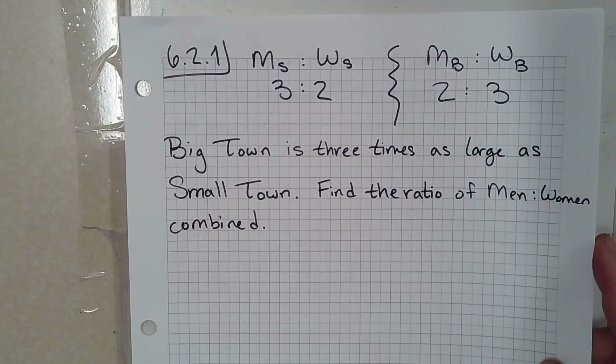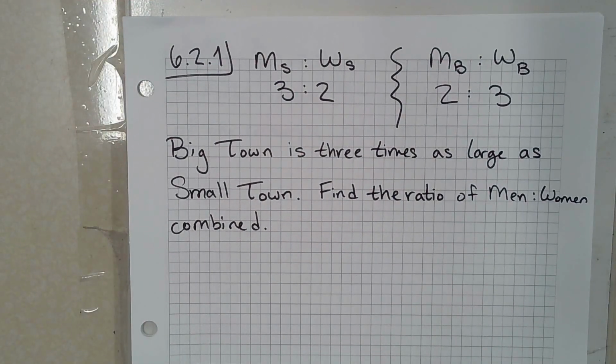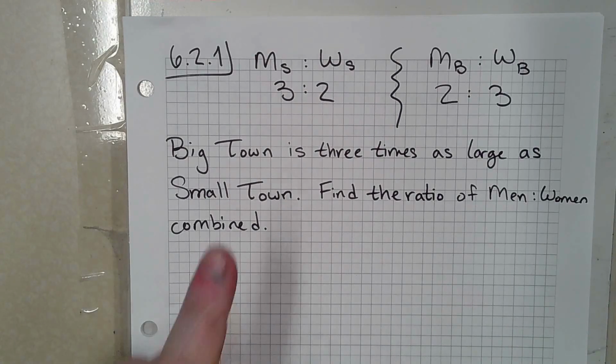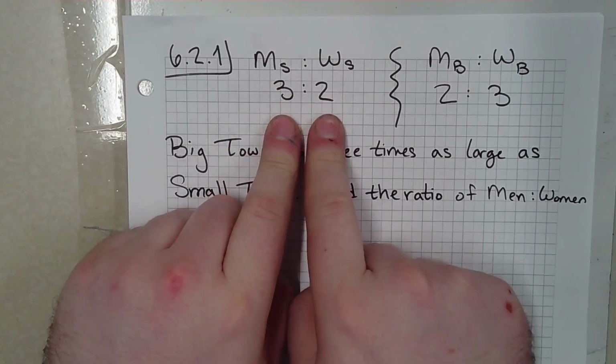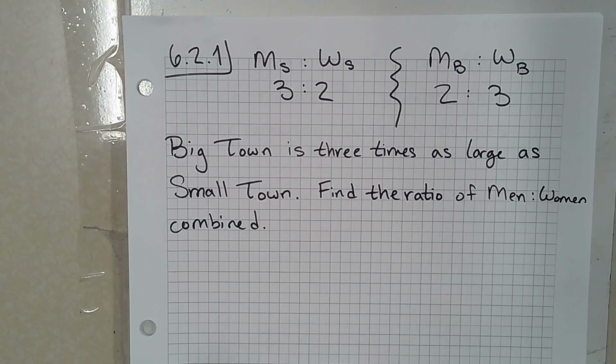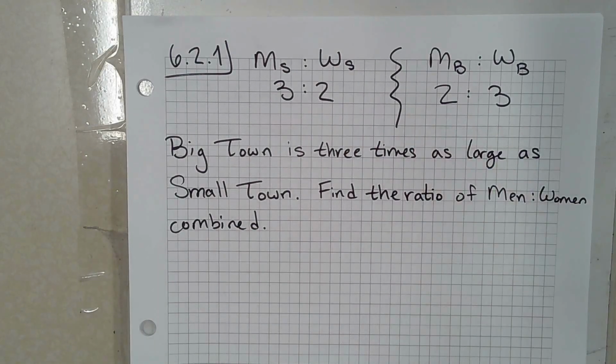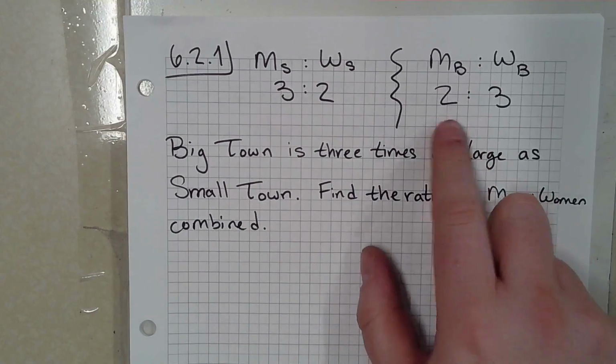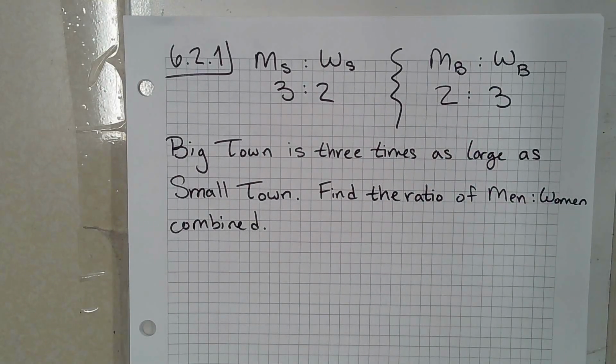Let's go for an easier one. 621, this is the one about big town and small town. We've got men and women in both. We know in small town, the ratio of men to women is 3 to 2. So there are more men in small town than women. And in big town, it's inverted, actually, in this case. We know that it's a 2 to 3 relationship. So there are more women in big town.